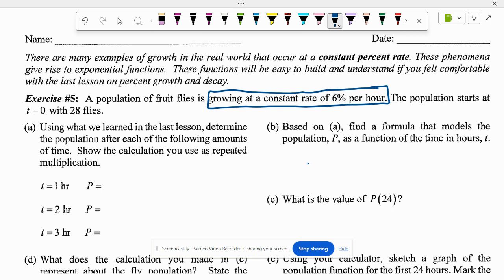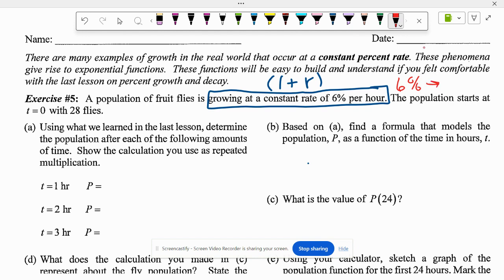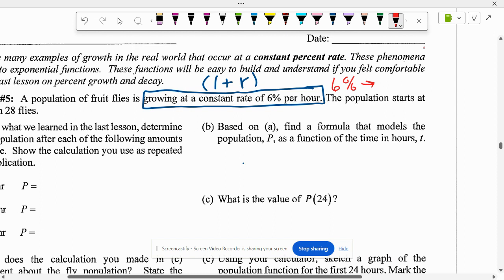So that means if it's growing at a constant rate of 6% per hour, to find the B value, we're going to take 1 plus the rate. So we have to turn 6% to a decimal. That's the first thing that we need to do. So what is 6% as a decimal? What's 6 divided by 100? Or take the decimal and move it 2 places to the left. 0.06. Okay. So that's our rate. 1.06, because 1 plus 0.06 is 1.06.